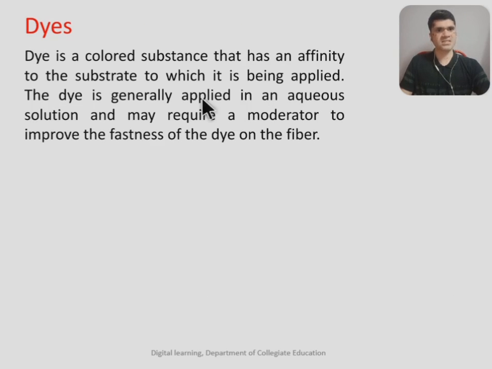Dye is a colored substance that has an affinity to a substance to which it is being applied. Dye is generally applied in an aqueous solution and may require a moderator to improve fastness of the dye on the fiber. So this is the definition of dye. Dye is a colored substance that has an affinity to the substance to which it is being applied.